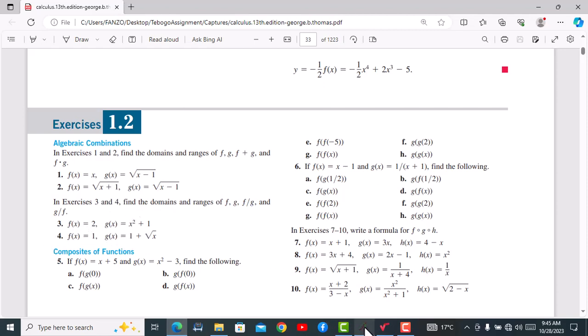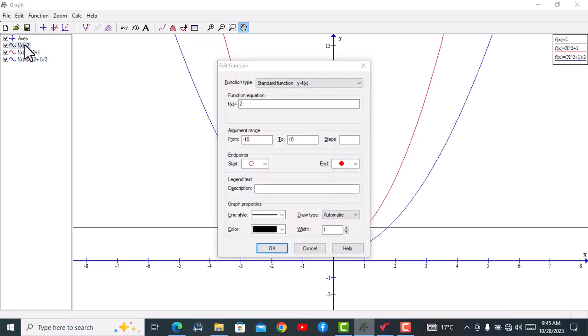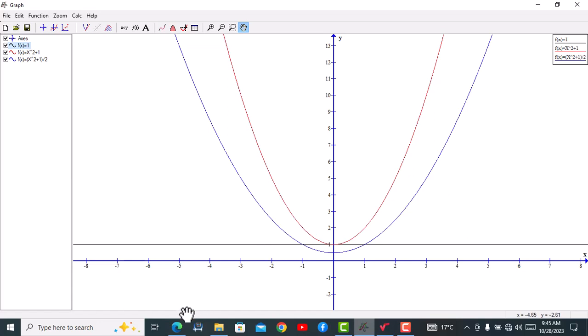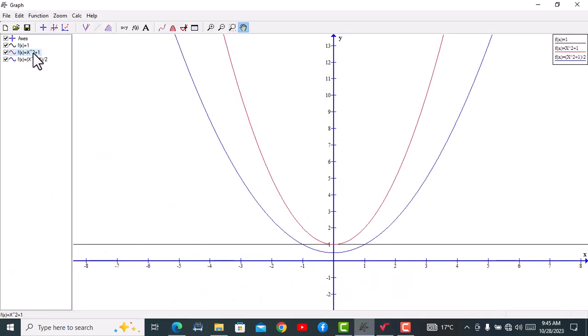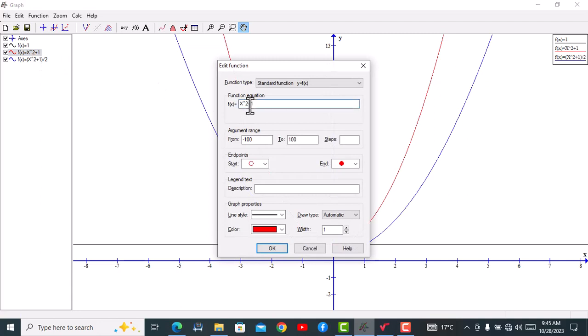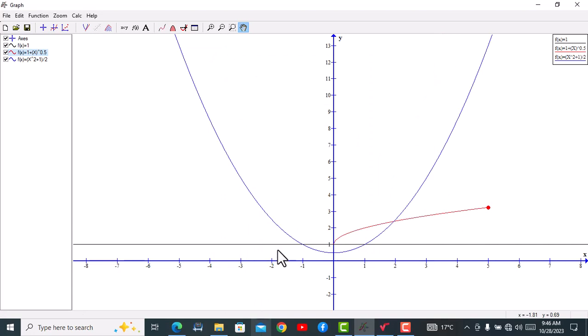Now I go here, and I can try to have these functions. y is equal to 1, and I can draw this function. There it is. And then secondly, I can have 1 plus the square root of x. So I can come here and have 1 plus the square root of x, and I can draw this from minus 5 to positive 5, and when I press OK, this is the function that I have.